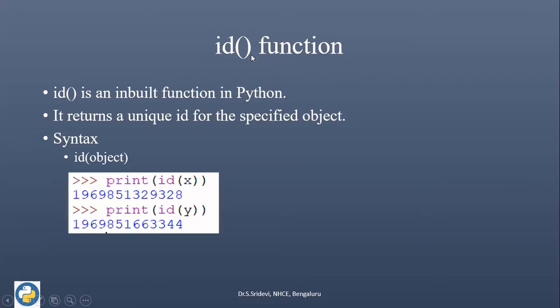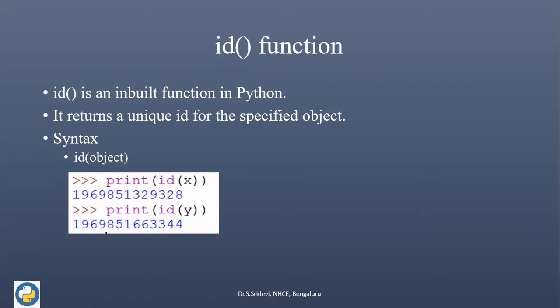To know the ID of an object, we have a function called id. This id is an inbuilt function in Python. And when this function is called, it will return a unique ID for the specified object. To call this function, we have to use this particular syntax. We can call the function id by passing any object as the argument.